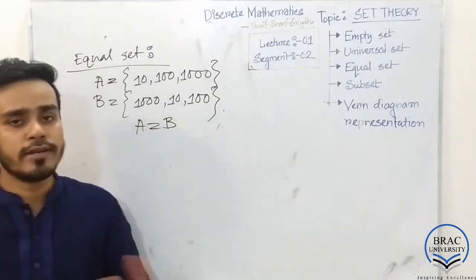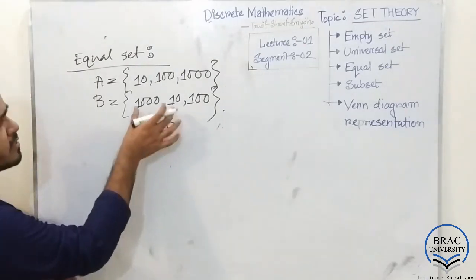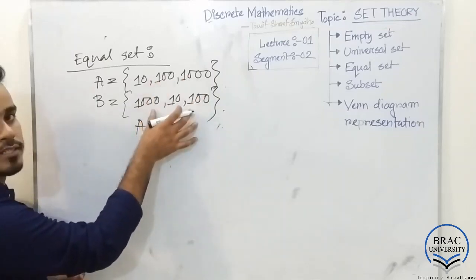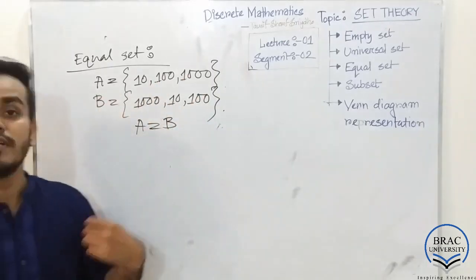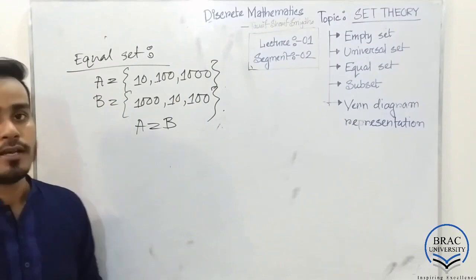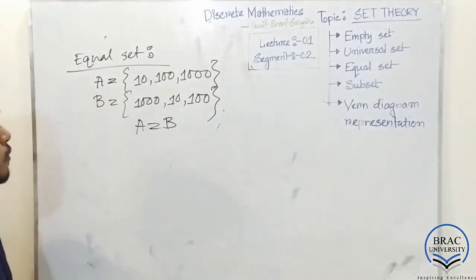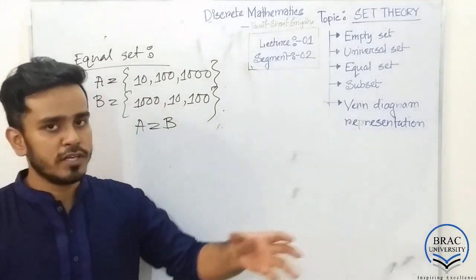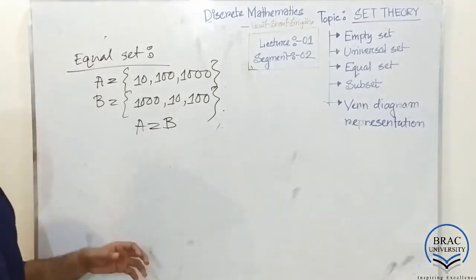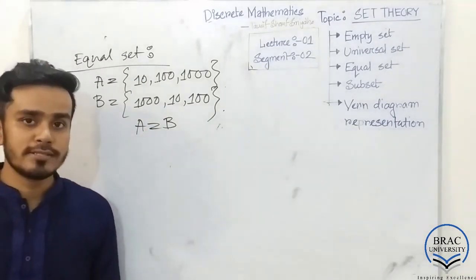So you can ask, does the order of the elements matter here? No. From the definition of set, we can remember that a set is a collection of unordered different elements. So the order of the elements doesn't matter here. So what will be the definition of equal sets?